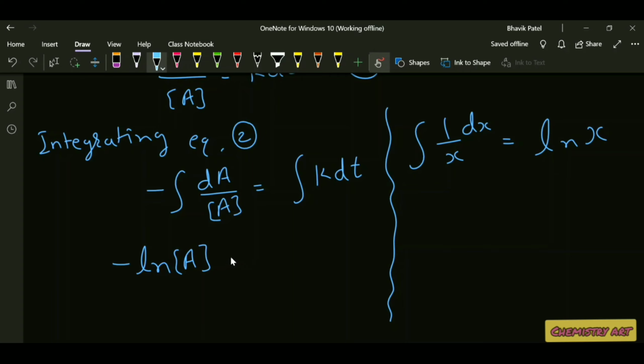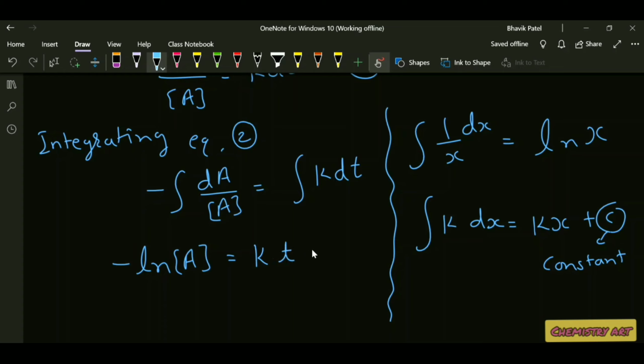Minus ln A is equal to, and we have another formula of integration for the constant k: integration of k dx equals kx plus c, where c is a constant. Here we have k dt, and if we integrate this k dt, we will have k into t plus I, where I is again a constant. See here, it is I.